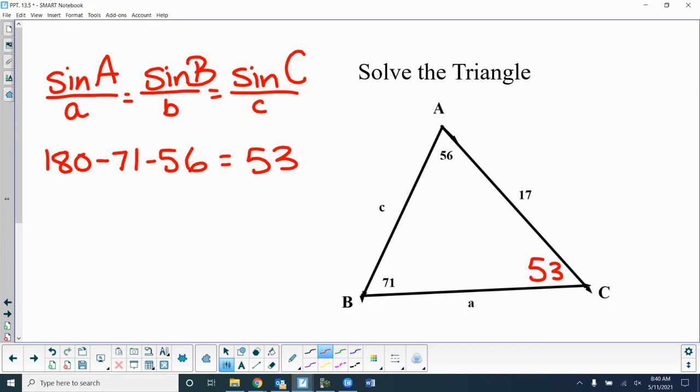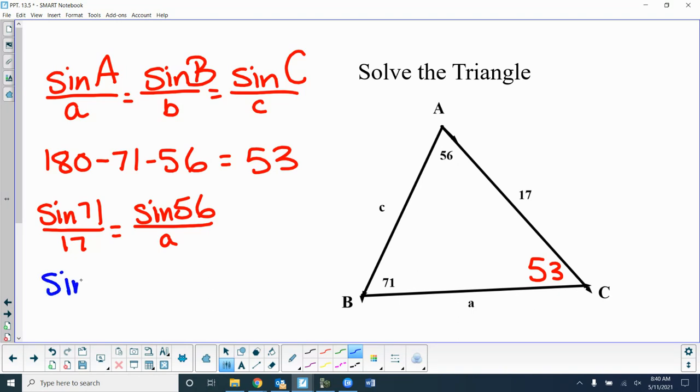Okay? Now, I know angle B and side B. So I'm going to use that to start my proportion. So sine of angle B over 17 equals the sine of angle A, which was 56, over side A. And then the other proportion would be sine of 71 over 17. Use those two again. And the sine of angle C, 53, that we just figured out, over side C. So those are the two proportions you'll set up.